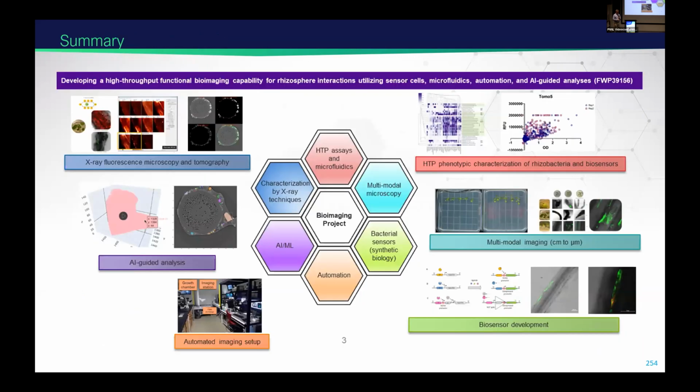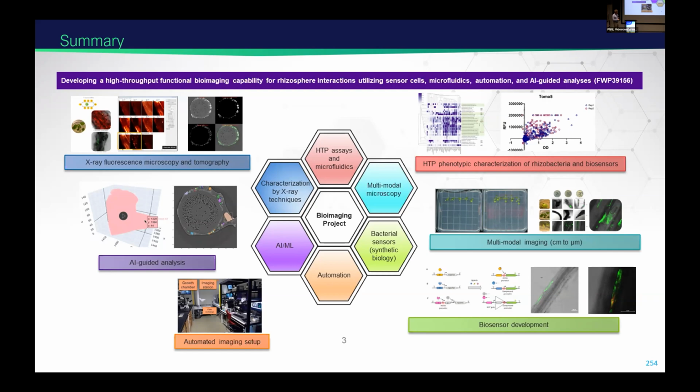So in conclusion, we have a fairly complex project. It has microfluidics, microscopy, sensors, synthetic biology, AI/ML, and also an orthogonal characterization by X-ray.